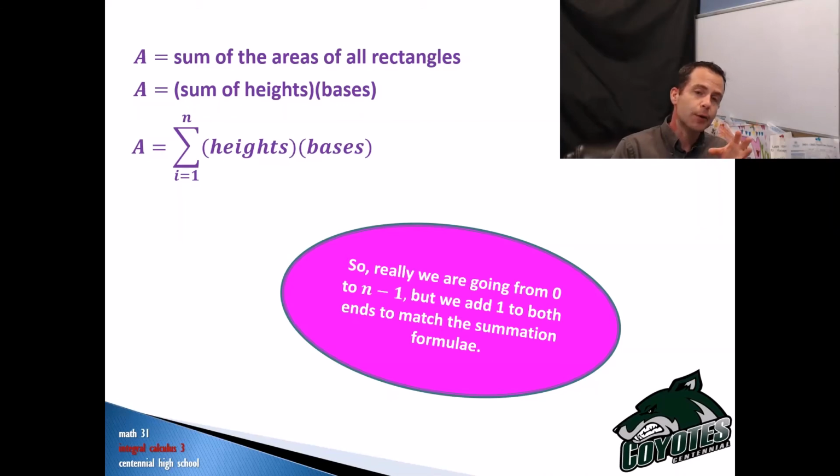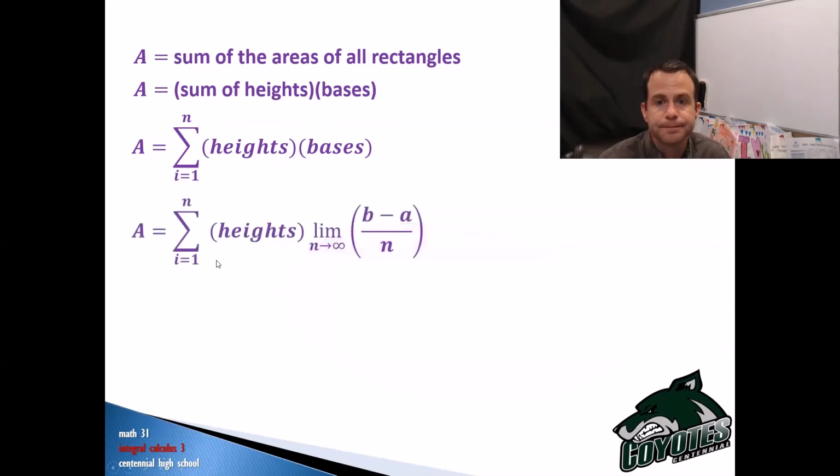So right now we're at, the area is the summation from i equals 1 to n of the heights times the bases, okay? Now, that becomes the summation of all the heights times the bases, but we're trying to get an infinite amount of rectangles.